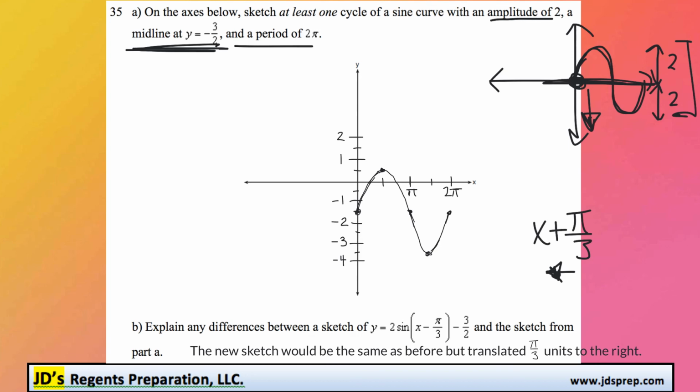And that's because, again, it's not 2 sine of x, it's 2 sine of x minus pi over 3. All right, hope that made sense, and that's all for this video.